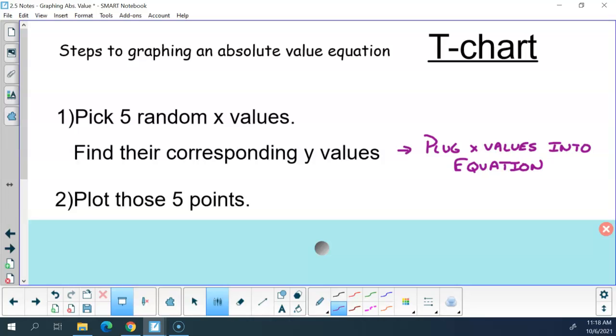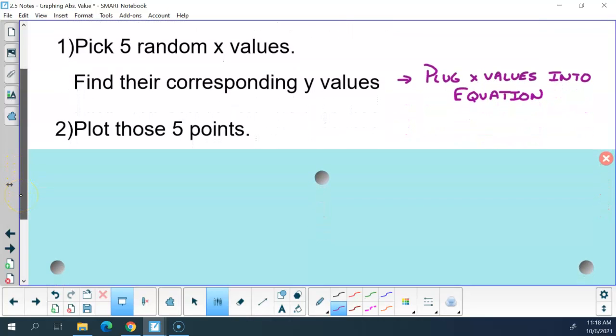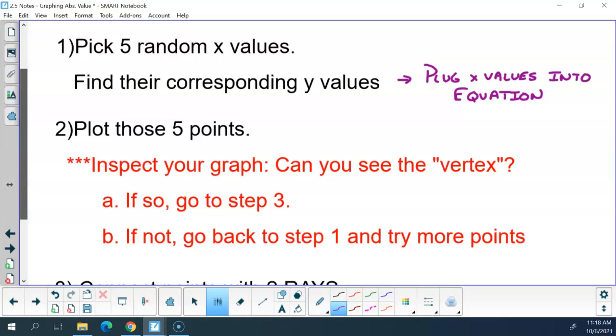Now, if you chose wisely, you're done. And you can draw it in. But if you didn't choose wisely, then you got to do some more work. Because what you need to look at is the 5 points that you have, and you need to say to yourself, self, can I see the vertex? Now, you may be asking yourself, what is the vertex?